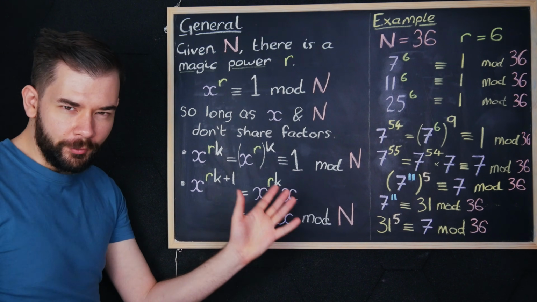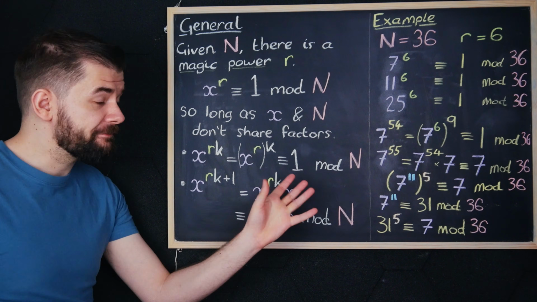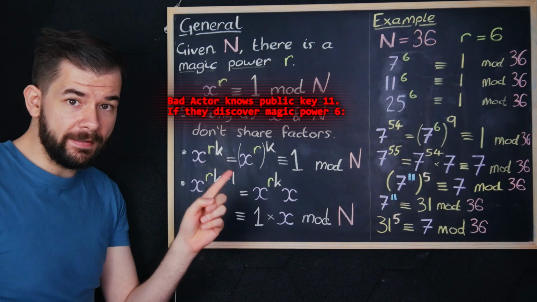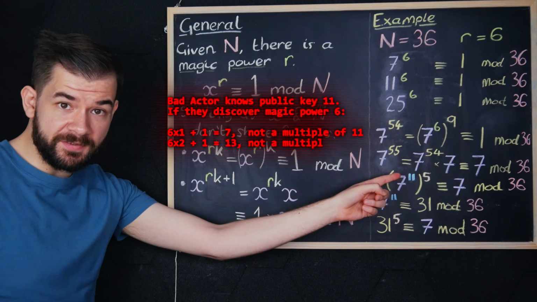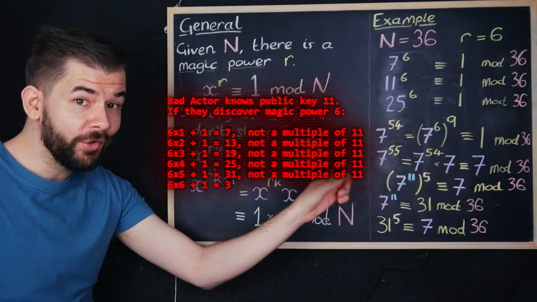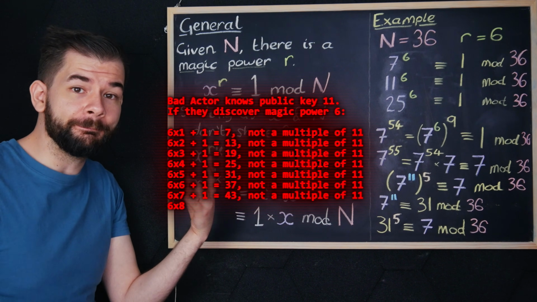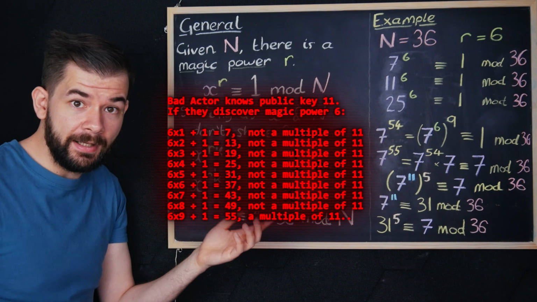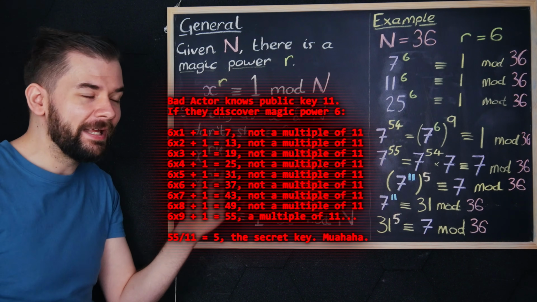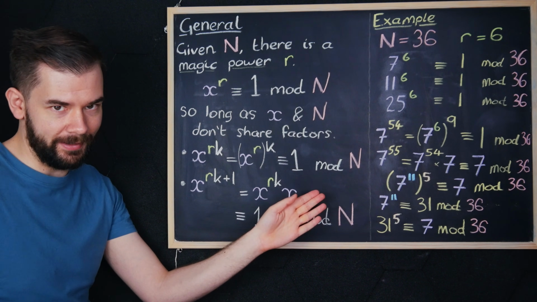There are two problems though. First is that if a bad actor discovered the magic power, they'd break the encryption. So if they discover 6 in this example, then they can keep taking multiples of 6 plus 1 until they get a power that is a multiple of 11, my public key. Divide, and they have my private key. So this magic power needs to be hard to calculate.